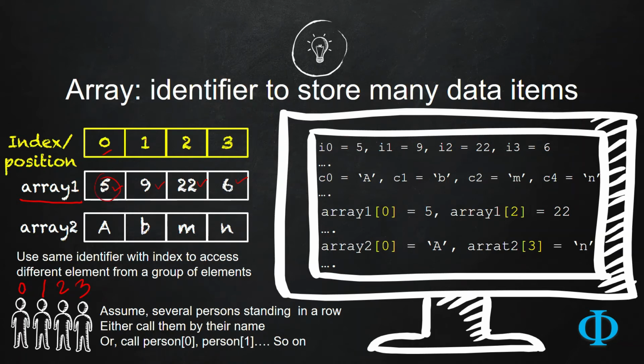Then index 1 at array1 is 9. Index 2 at array1 is 22. Index 3 at array1 is 6. It's just like person 0, person 1, person 2, person 3. Similarly, array2 index 0 is A, array2 index 1 is B, array2 index 2 is M, and array2 index 3 is N, like that.